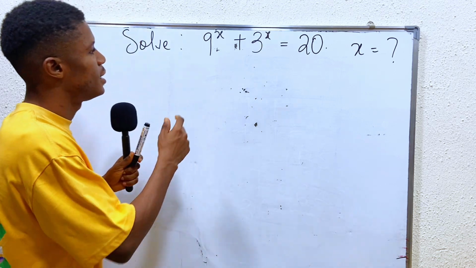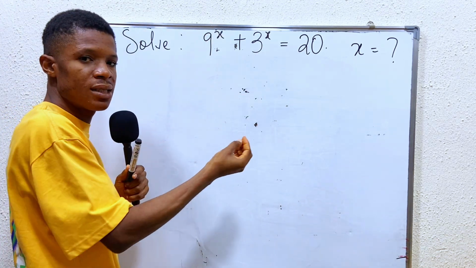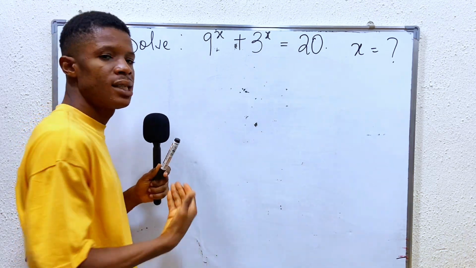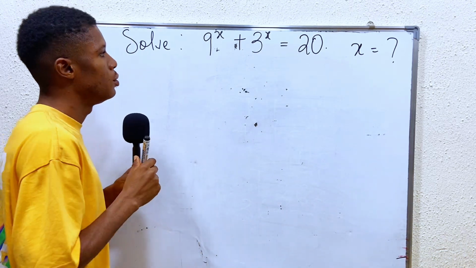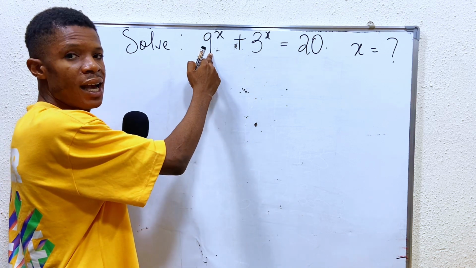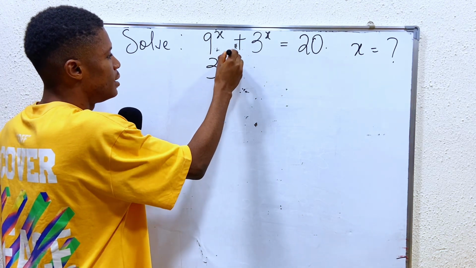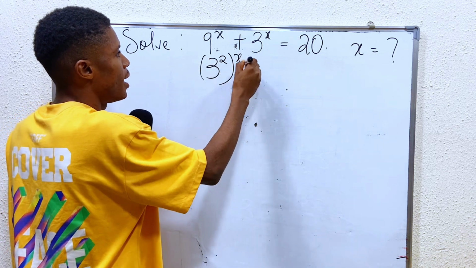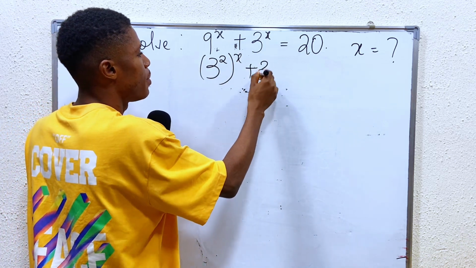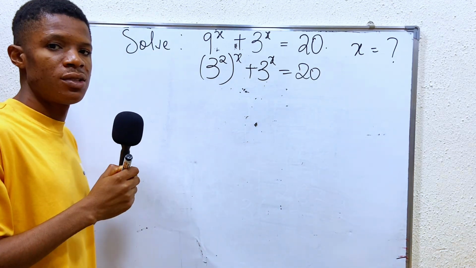What do we see? 9 power x. You understand that 9 and 3 can be expressed in common base, but 20 can't. So what do we do? We'll now write them to be in common base. So instead of having 9, I can say 3 squared. So if I have 3 squared, then already existing power x plus 3 power x is equals to what? 20. So nothing changed, right?